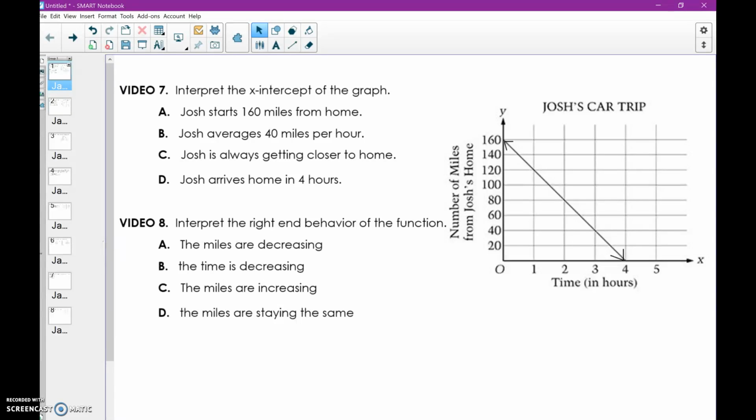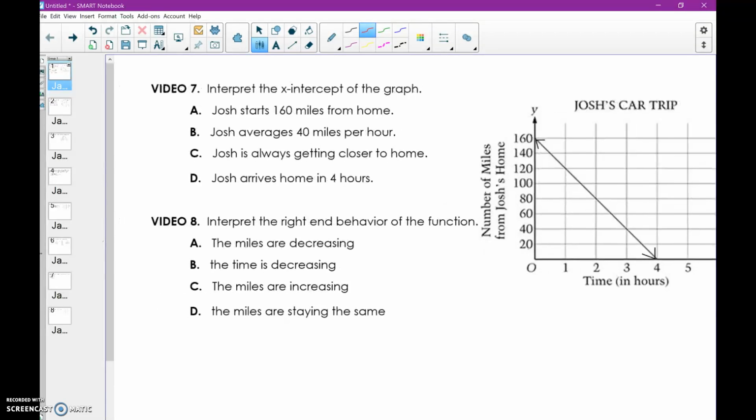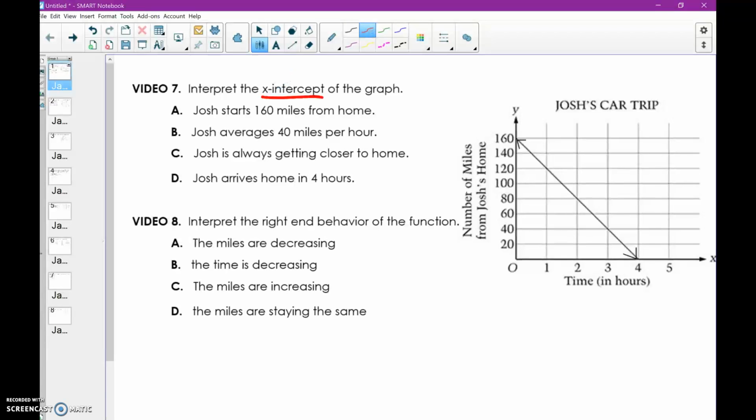This is the video for number 7 and 8 on the Unit 2 CBA. We've got a graph here that's going to go with number 7 and 8. First of all, on number 7, it's asking us to interpret the x-intercept. Remember, that means that's where the graph crosses the x-axis.